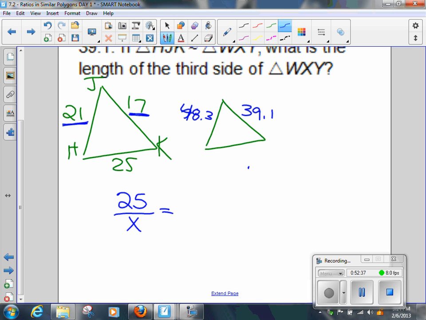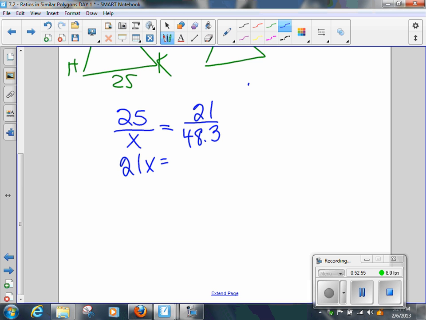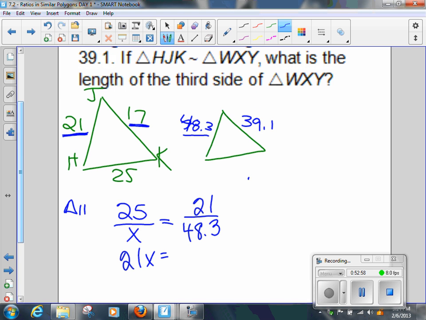Okay? I'm going to go, watch this again. 25 over X is equal to 21 over 48.3. Solve real quickly. Does it matter which one I'm going to talk about? If I go with this triangle on top, Cody, HJK, then I've got to have that other one, WXY, on the bottom. All that information has to be on the bottom. Okay? And again, watch that motion. 25 over X is equal to 21 over 48.3. It should be a big number. Oh, that ain't right.